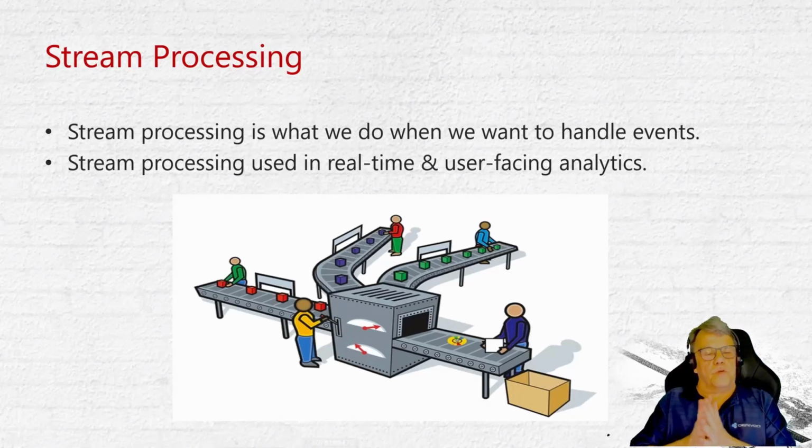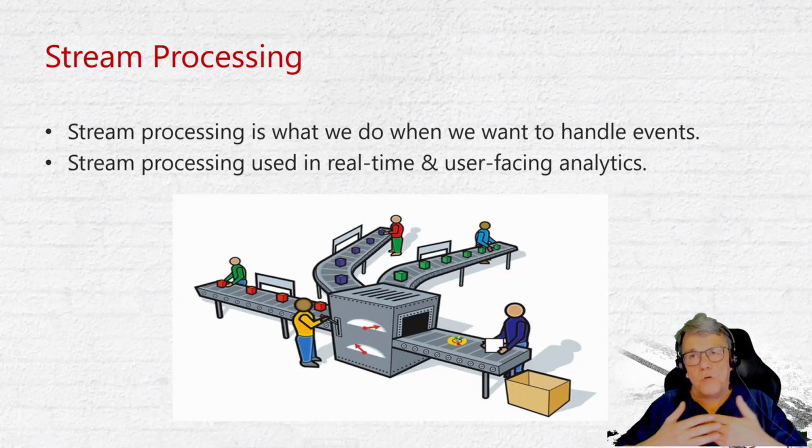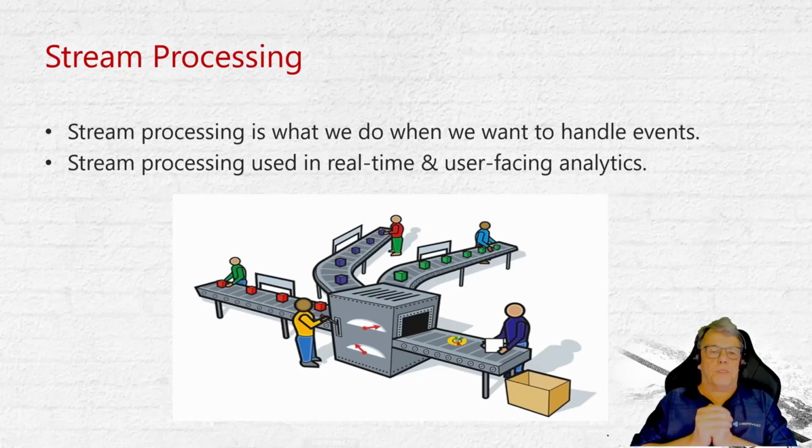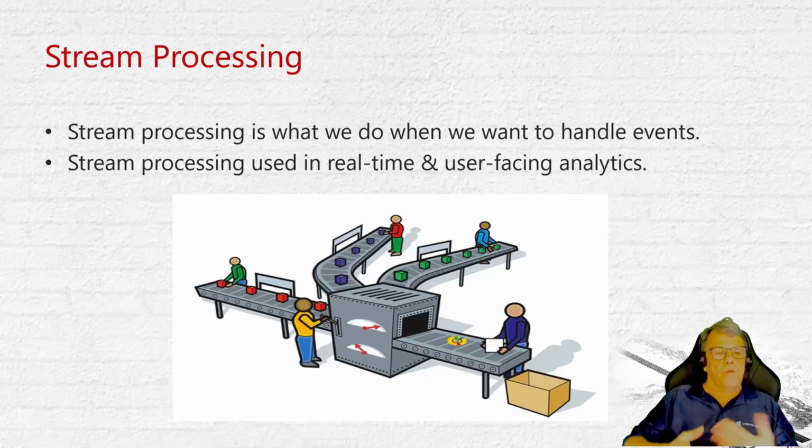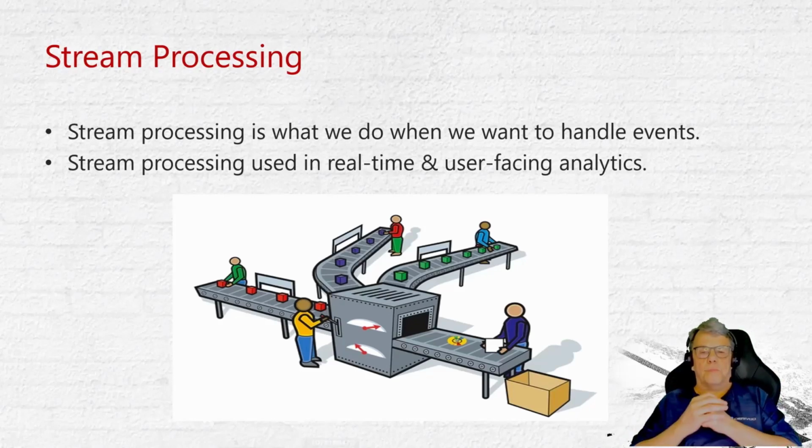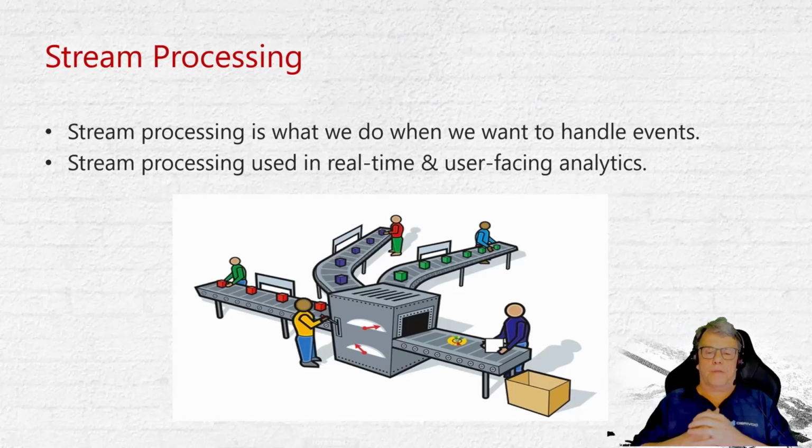All right, so stream processing. Now we have pushed data to topics in Kafka. What do we do then? Well, stream processing is what we do when we want to handle events. So now events come into Kafka, and we want to do stuff with them. We quite often use stream processing in real-time and user-facing analytics scenarios.